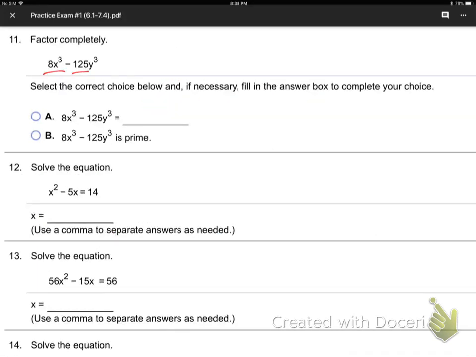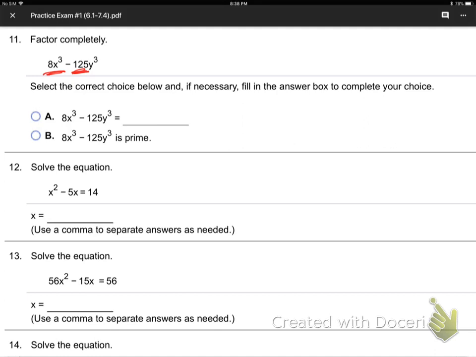Okay, number 11. How do we factor that? Well, is there anything in common? No, there's no number that goes into 8 and 125. They don't both have an x or a y. So then what is it? Well, with two terms, right, there's just two terms here, not three. So it's not the diamond or anything like that. With three terms, we do the diamond. And there's no GCF. We already checked that.